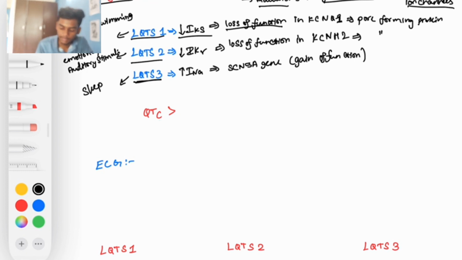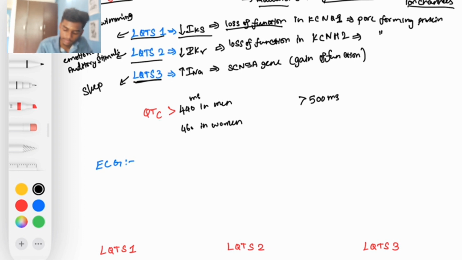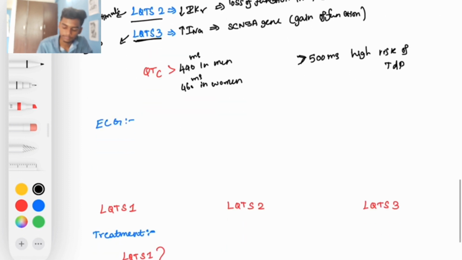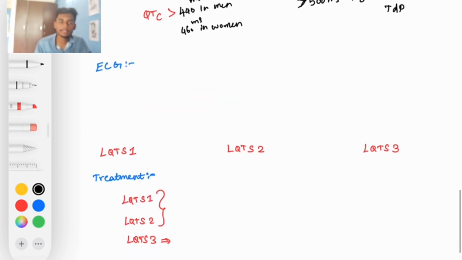The QTc is greater than 440 in men and 460 in women. When it is greater than 500 milliseconds, there is high risk of Torsades de pointes. Now let's come to the ECG of Torsades de pointes.